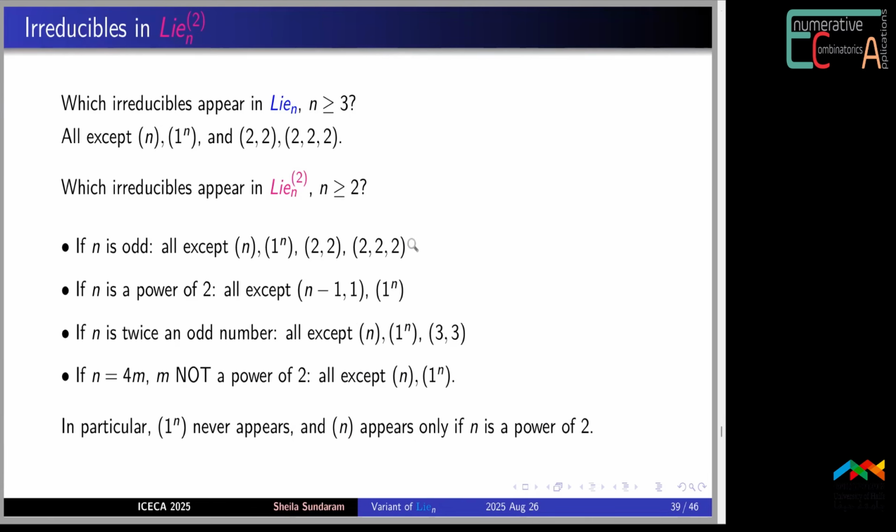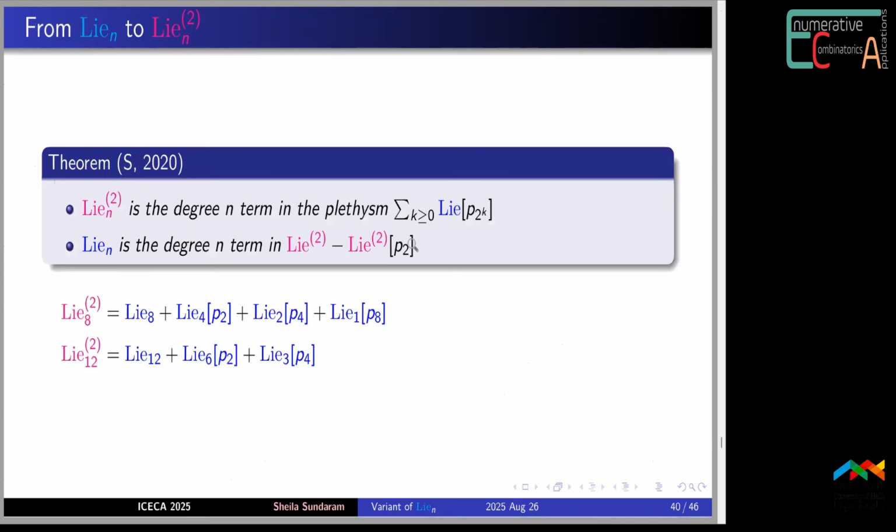Thanks to some work of Josh Swanson, we even know which irreducibles will appear in Lie n sup 2. This was known for Lie n by work of Klyachko already. So we know, for instance, that the sign representation never appears in Lie n sup 2, and the trivial representation appears only if n is a power of 2.